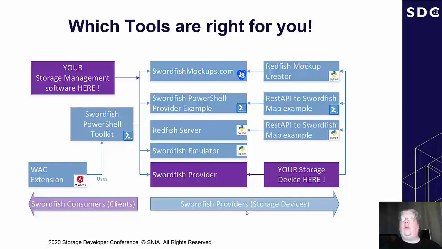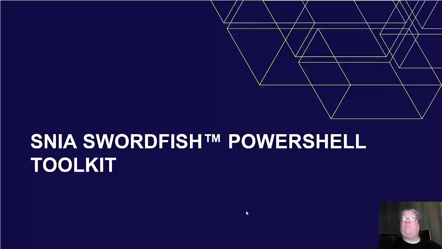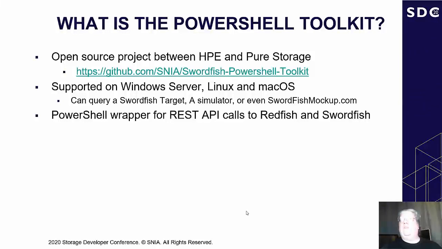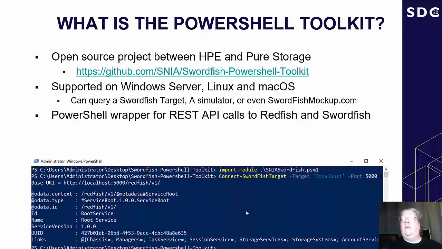But again, the technical working group for Swordfish is all about helping people out. If you submit a mock-up, we can go through the mock-up and help you make sure you're protocol compliant. Now let's talk about the toolkit, one of the clients. So in the toolkit, here's an example of where you can download the toolkit. It's all open source, and it supports PowerShell on Windows Server, Linux, and Mac OS. And basically, it's just an API wrapper for the Redfish and Swordfish calls.